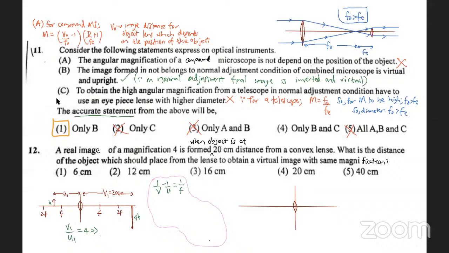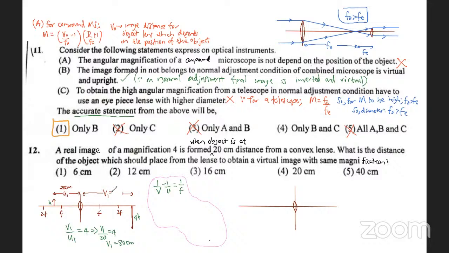So according to the question now, the numbers have changed. This number is unknown now. And U1 is 20. I made that change in the question. Without that change, I don't think we can complete this question. So let's make this 20. If U1 is 20, V1 has to be 80. So V1 over 20 is equal to 4, and that makes V1 equal to 80 centimeters.